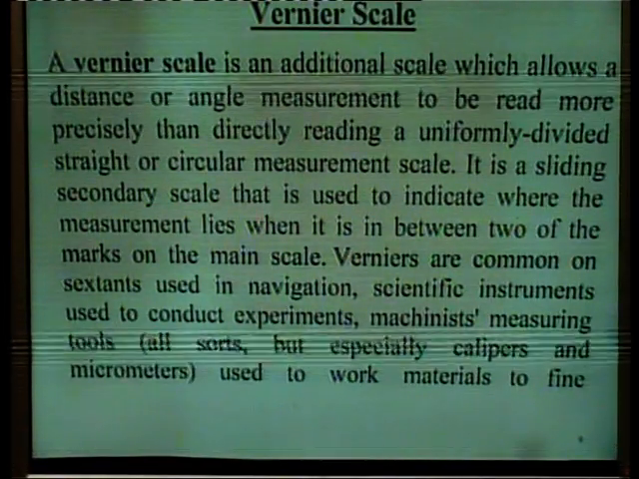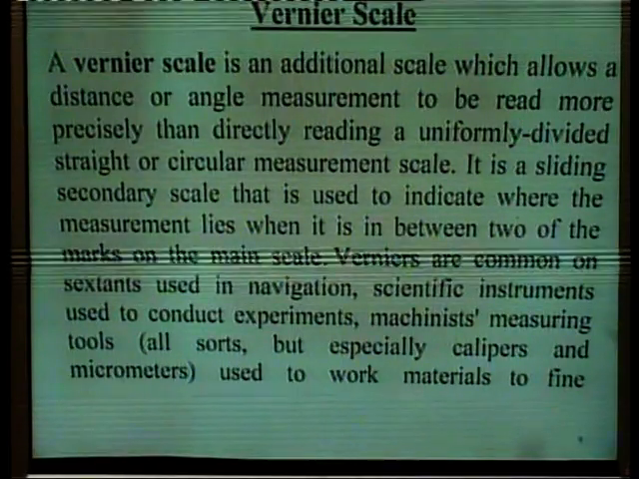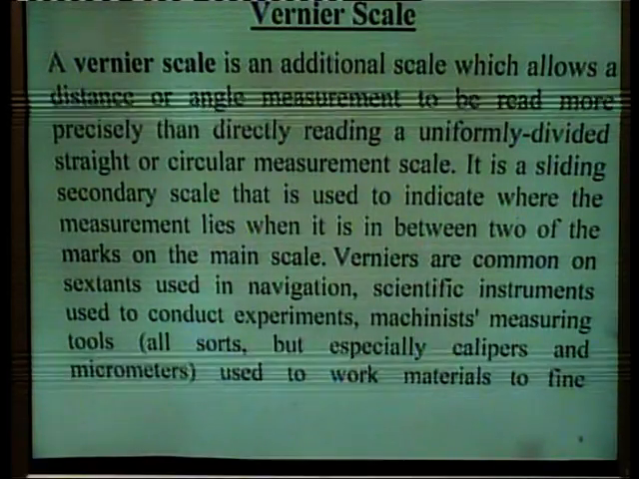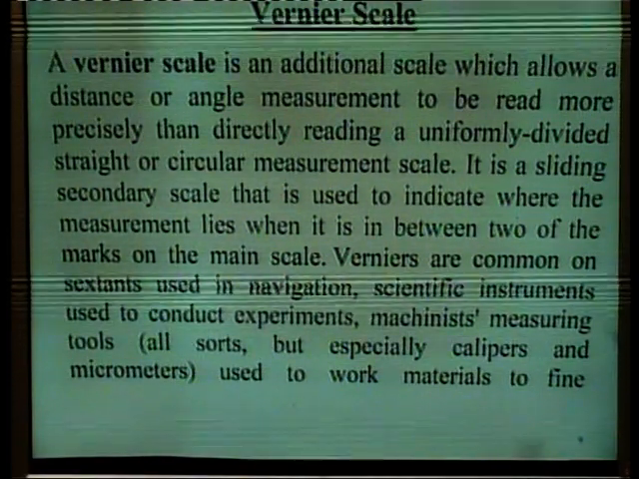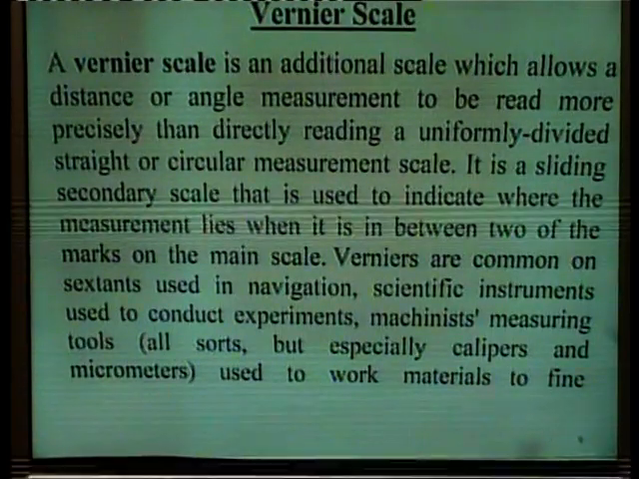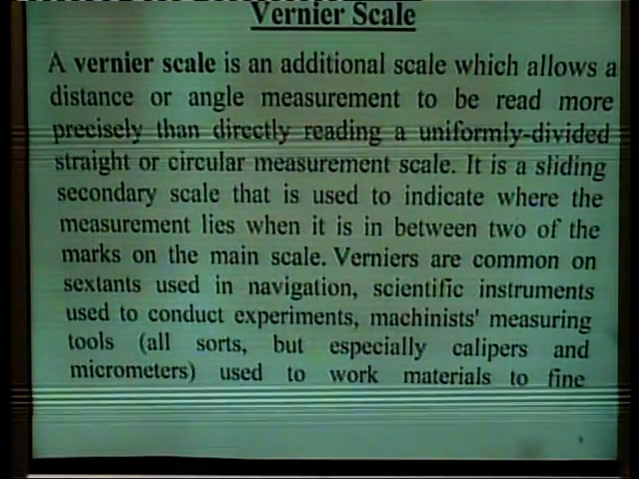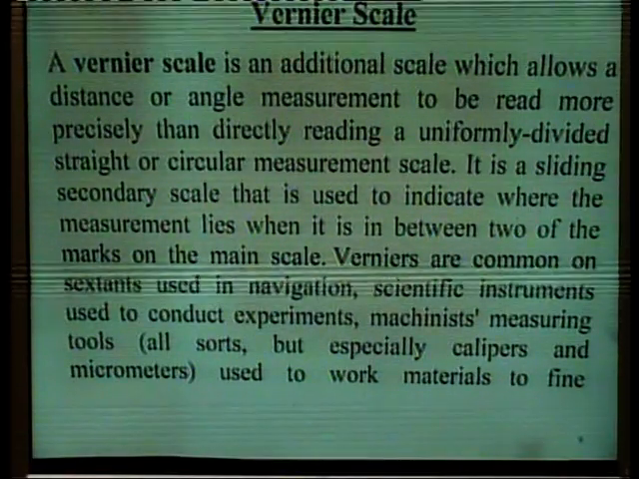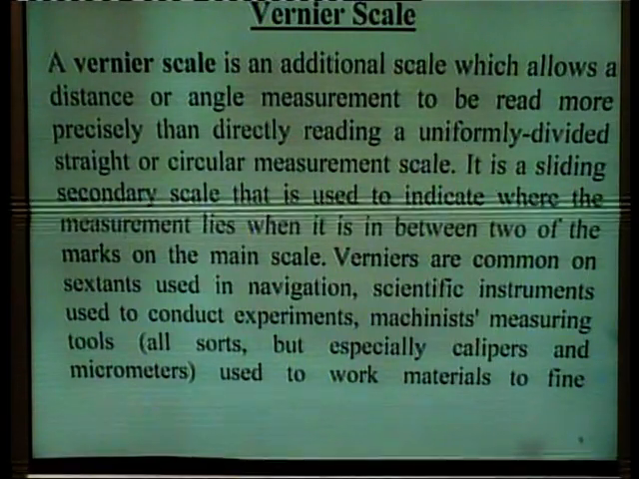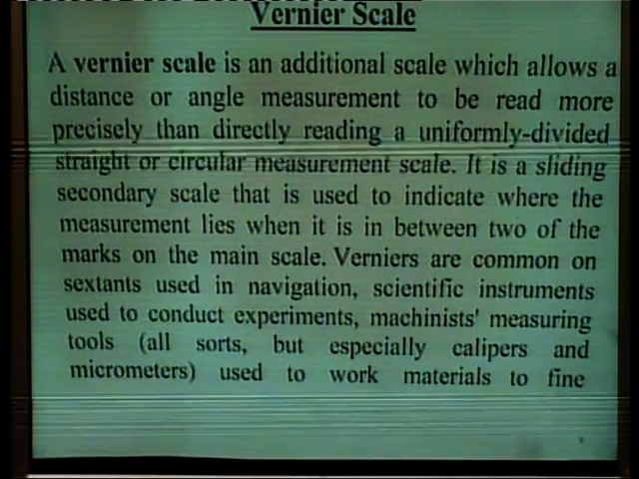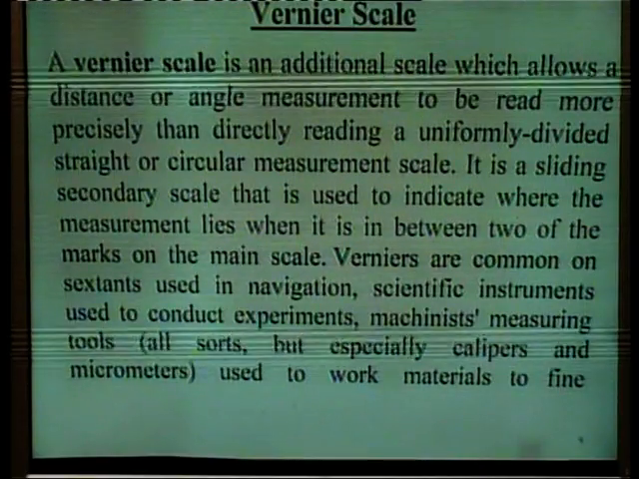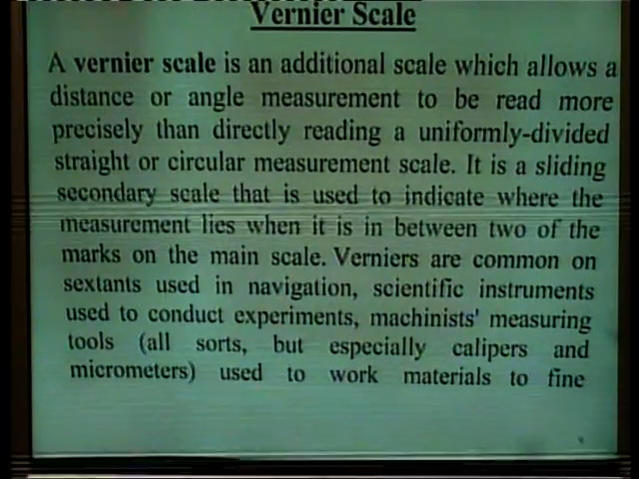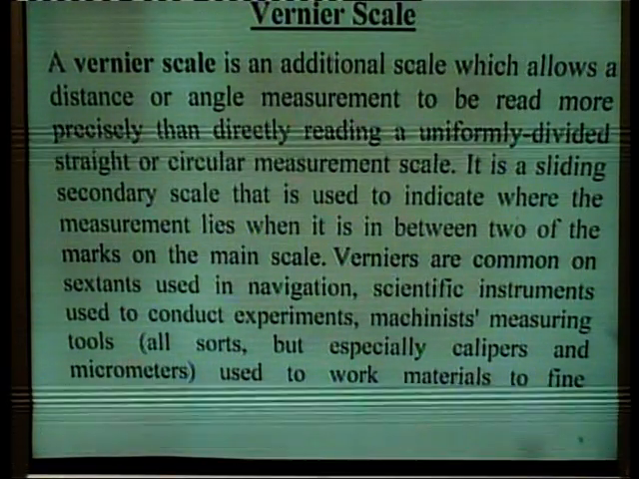So, the vernier scale. We can define a vernier scale as an additional scale which allows a distance or angle measurement to be read more precisely than directly reading a uniformly divided straight or circular measurement scale. It is a sliding secondary scale that is used to indicate where the measurement lies when it is in between two of the marks of the main scale.